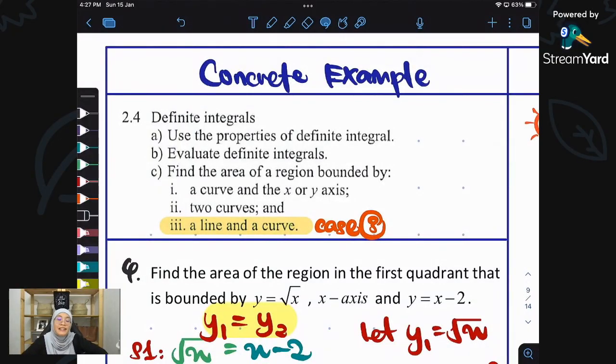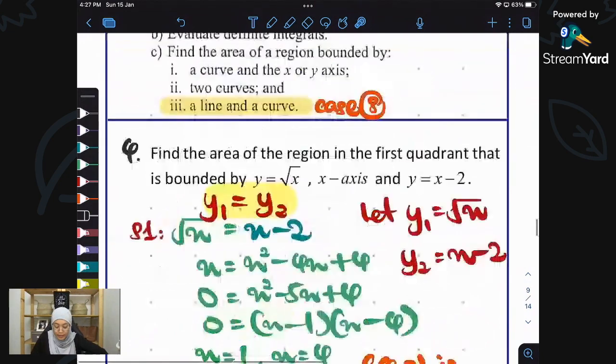Hello everyone, Assalamualaikum. We are now at the definite integral still, but now we are doing case number 3, which is find the area of a region bounded by a line and a curve. Okay, there is only one line and one curve, and this is case number 3.